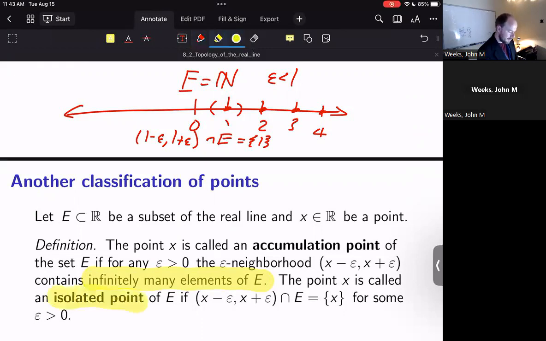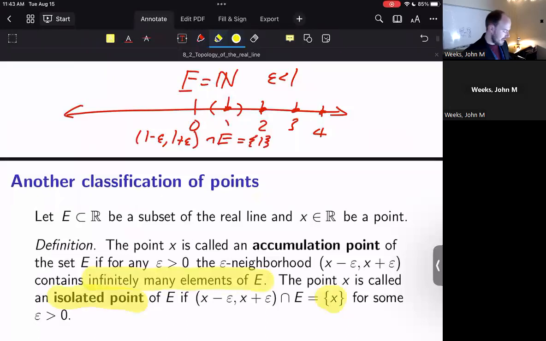This is an isolated point of E because there exists an epsilon such that the epsilon neighborhood around that point intersected with E is just that point. It's just the point x. It turns out that these two things are disjoint from each other, and these two things together, union together, make up all of the possible limit points.